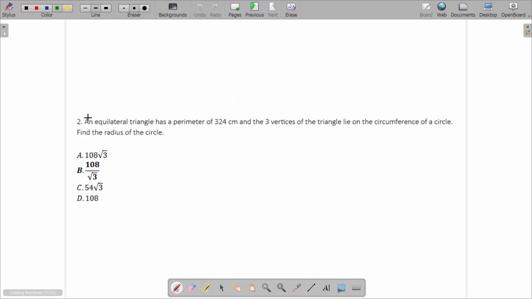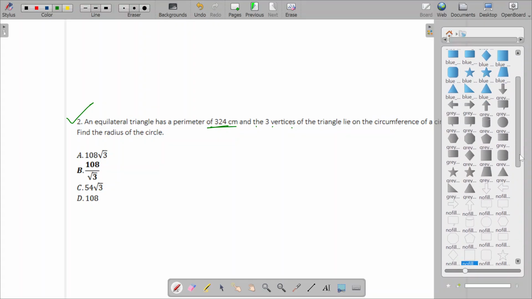Okay. Coming to question number 2, now there is a concept of an equilateral triangle and circle. We are talking about equilateral triangle and a circle. Let's see. An equilateral triangle has a perimeter of 324 centimeter. There is an equilateral triangle and the three vertices of the triangle lie on the circumference of the circle. That means the triangle is inscribed in a circle.